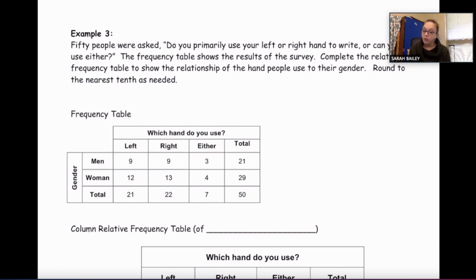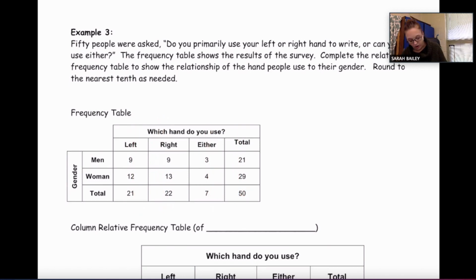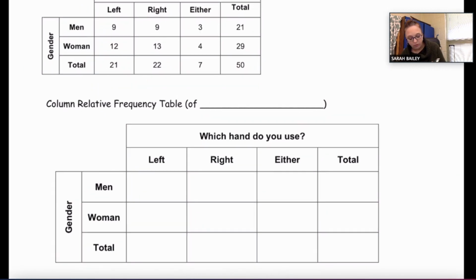So the frequency table here is already completed. But now we have to do a column relative frequency table. So columns go up and down. So notice the columns here say left, right, or either, referring to what hand you use. So it's the column relative frequency table of, we'll call that handedness.